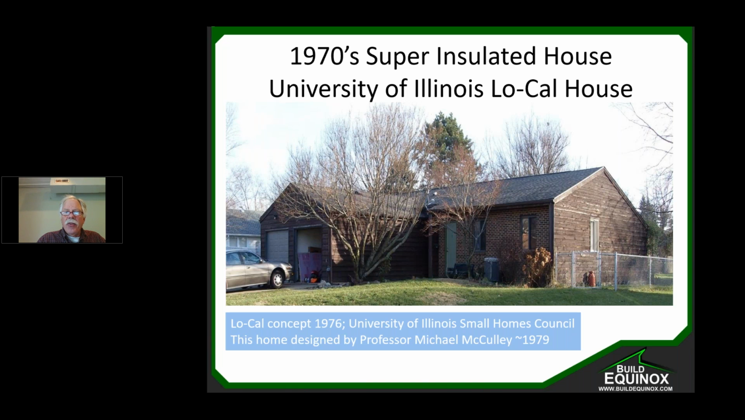Here's actually a Locale house. In reality, this was built about 40 years ago by my colleague from the Solar Decathlon, Professor Michael McCulley. This is in Urbana, and I stopped by one day and caught one of the homeowners. This is actually a duplex. I caught one of the homeowners and was just chatting with him and asked if I could take a picture of his house, which he was looking at me a little strange, but I'm used to that.